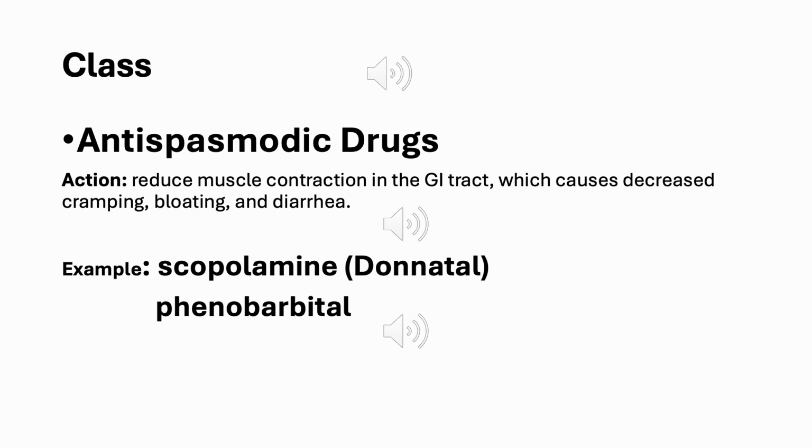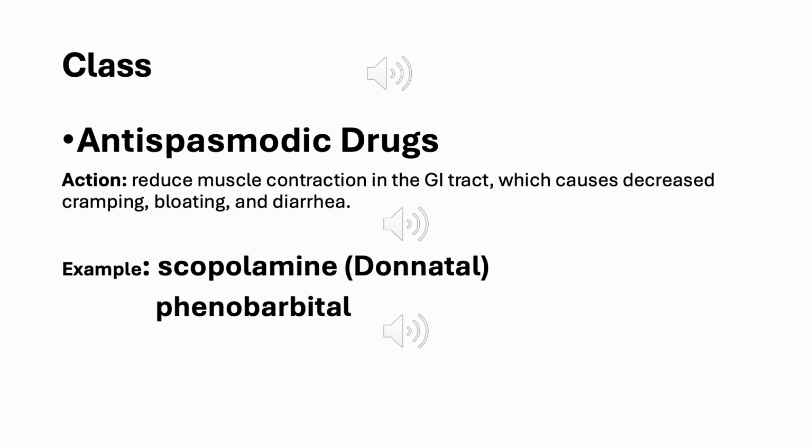The antispasmodic drugs reduce muscle contraction in the GI tract. This decreases cramping, bloating, and diarrhea. These drugs are typically combination drugs that affect the autonomic nervous system and the CNS.